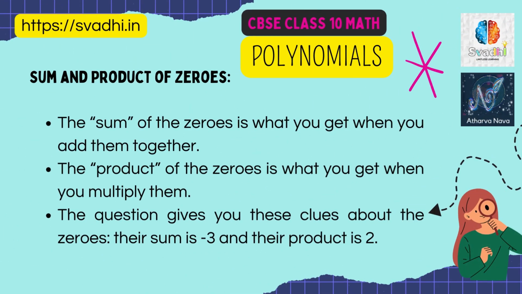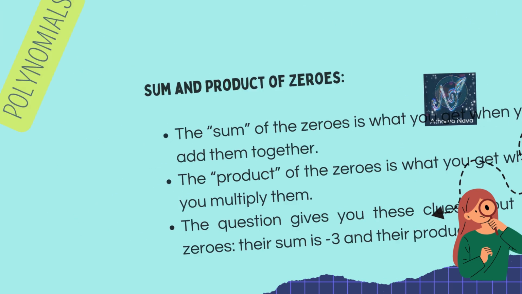Sum and product of zeros. The sum of the zeros is what you get when you add them together. The product of the zeros is what you get when you multiply them. The question gives you these clues about the zeros: their sum is -3 and their product is 2.